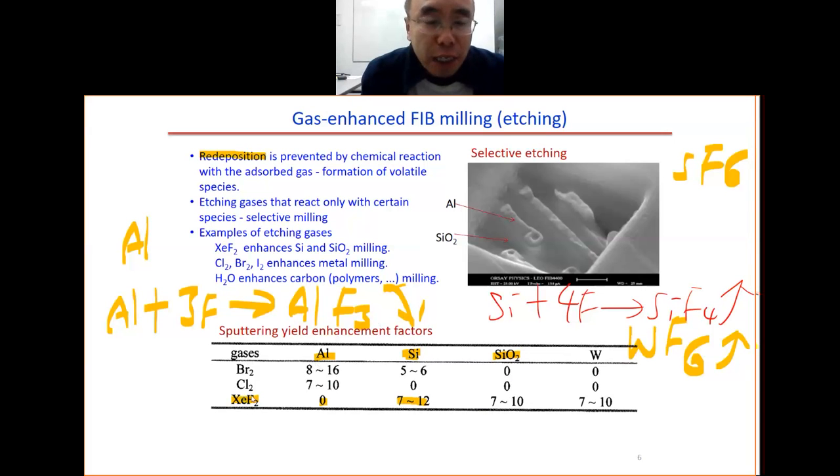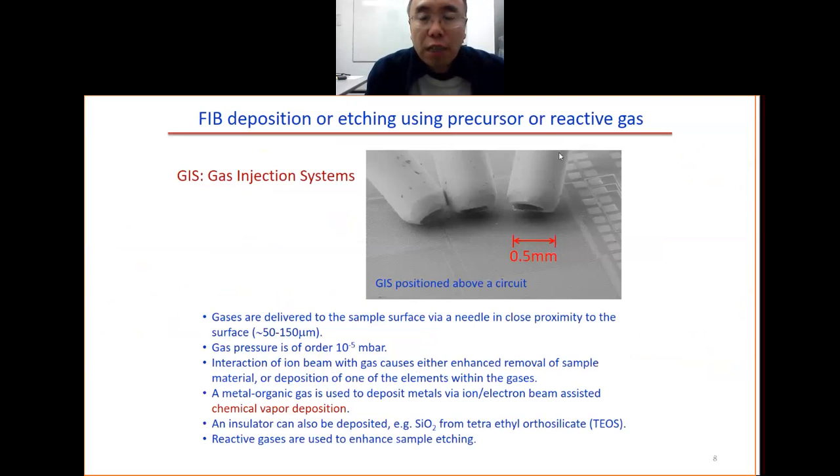Secondly, those gases, and also the gas we will see later on, are very expensive. If you fill the gas into the chamber, you will waste a lot of gas because it is just pumped away. By using this gas injection system, we have the gas only locally. When we have the ion beam here, we have the gas available locally.